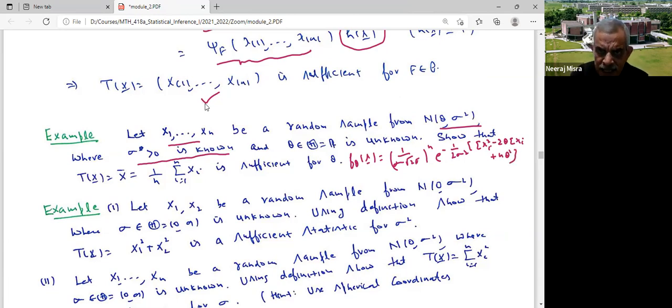Note that here sigma is known, so this can be consumed in h(x). e to the power minus summation xi square by 2 sigma square has no unknown parameter because sigma is known, so this can also be consumed in h. Then you have e to the power 2 theta summation xi. Here theta and summation xi cannot be separated out, so this can be written as a function of theta and xi. And e to the power minus n theta square by 2 sigma square can also be a part of this function. So this can always be written as psi of theta, xi.